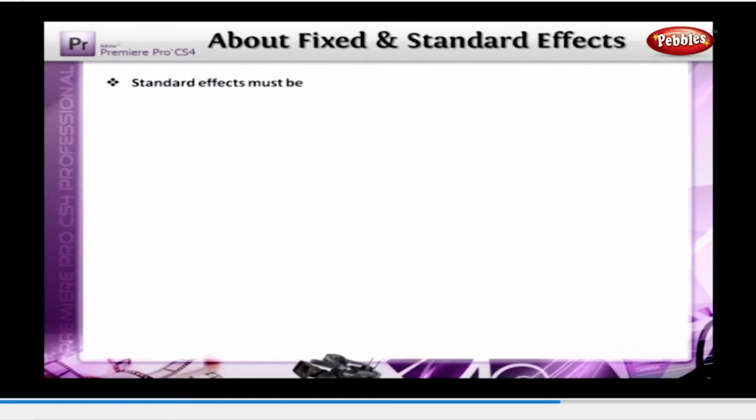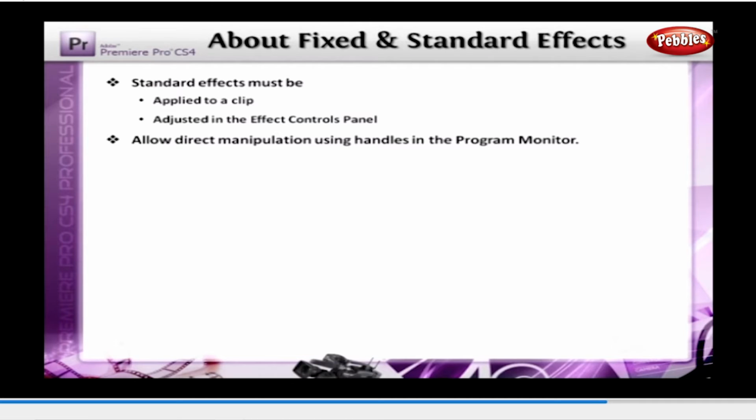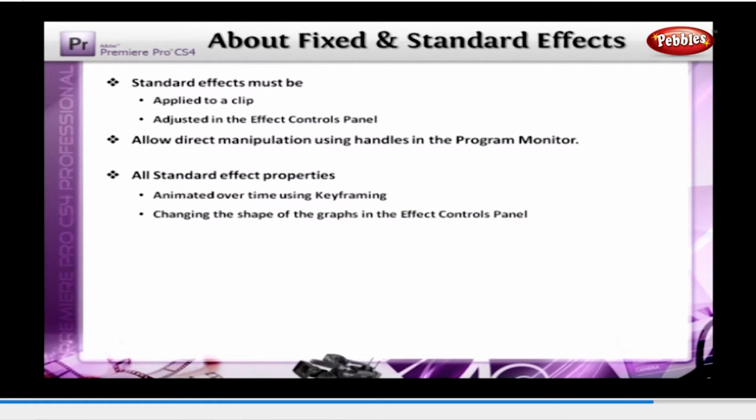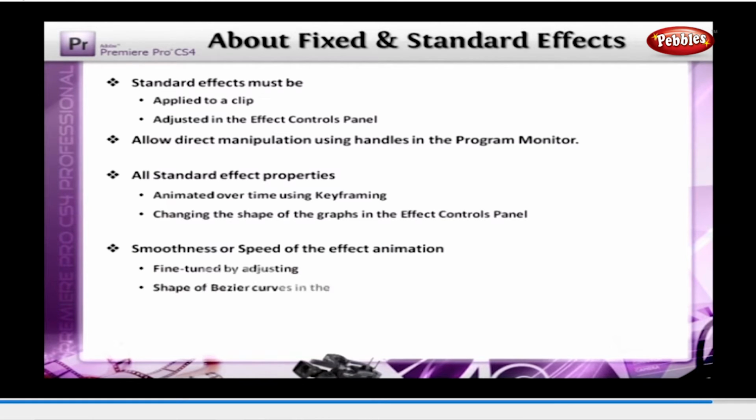Standard effects must be applied to a clip and then adjusted in the Effect Controls panel. Certain video effects allow direct manipulation using handles in the Program Monitor. All standard effect properties can be animated over time using keyframing and changing the shape of the graphs in the Effect Controls panel. The smoothness or speed of the effect animation can be fine-tuned by adjusting the shape of Bezier curves in the Effect Controls panel.